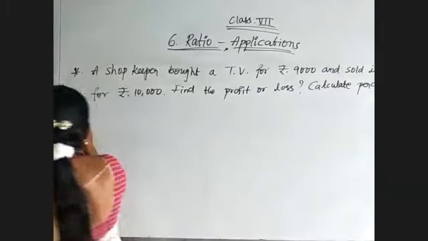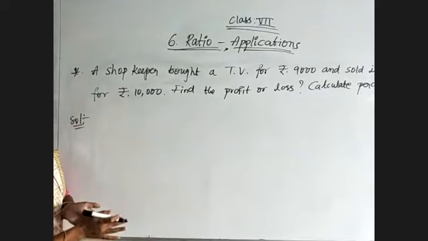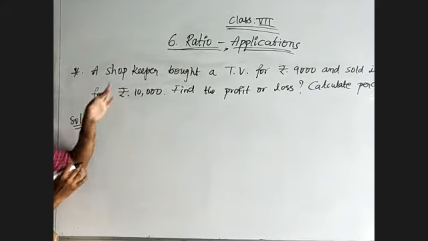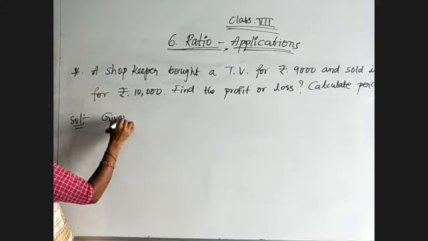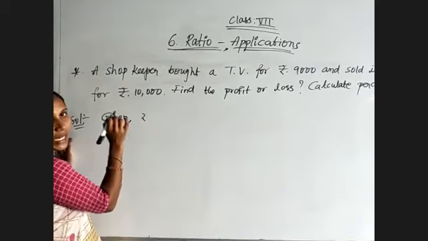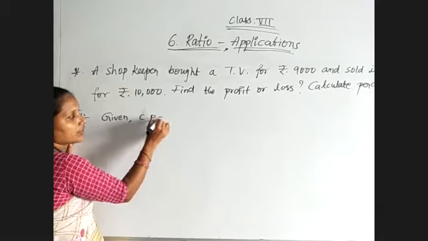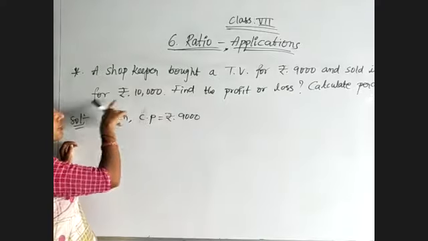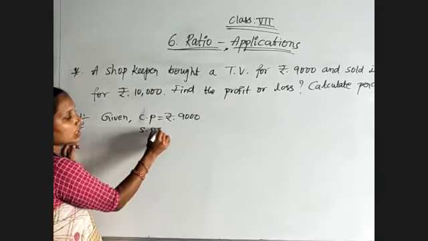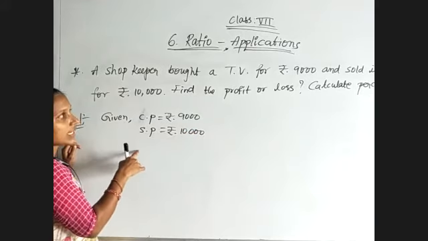Okay, now observe this question. First of all, observe the given values. The shopkeeper bought a TV for 9,000 rupees. Bought is nothing but CP given. So CP of the TV is equal to 9,000 rupees, and it was sold for 10,000 rupees, so SP is 10,000 rupees. Which one is more here? SP only. So he is getting profit.